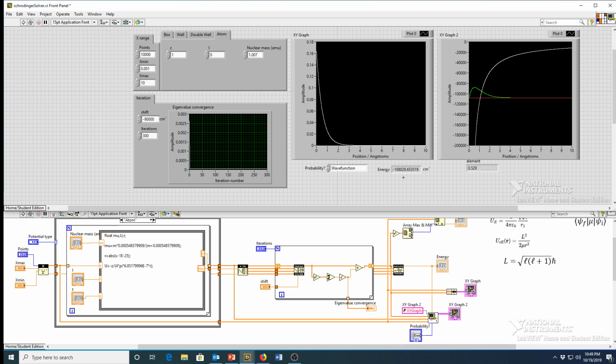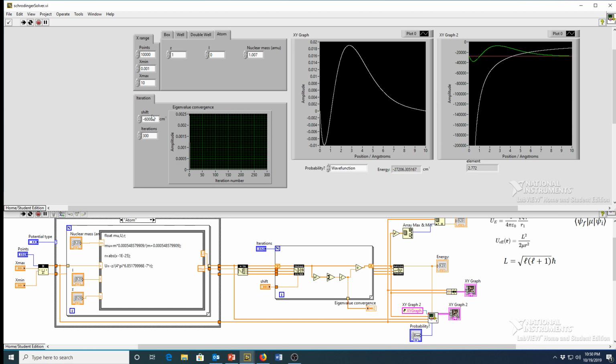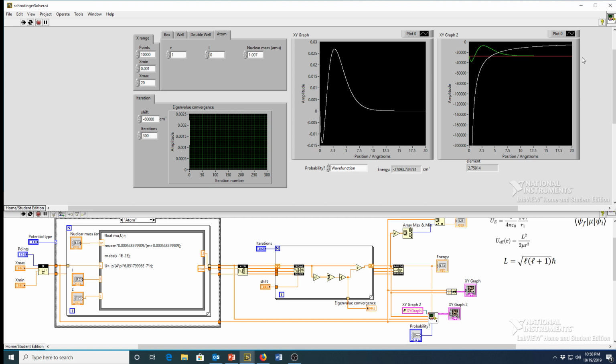Couple more things. This is only calculating s orbitals, and we can look at the other s orbitals by shifting. There's our 2s orbital. The energy might not be quite right because we're cutting it off. Make sure you are plotting over a large enough space that you allow your wave function to decay to 0 naturally.